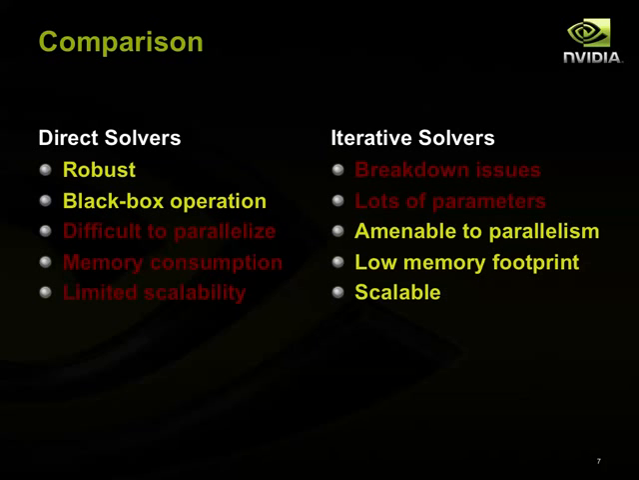On the positive side, iterative solvers are much easier to parallelize. They can scale up to tens of thousands of nodes. Much lower memory footprint, so in lots of these cases you can actually say up front what the memory consumption is going to be, and it's usually very modest. And lastly, they're very scalable. So not only can you make use of lots of processors, but you can actually get good speed up with increasing parallelism.